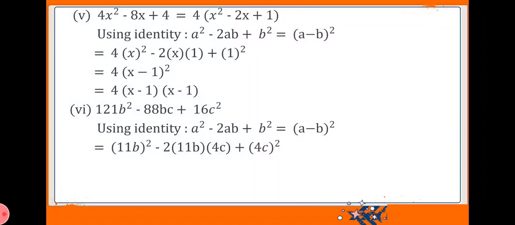Now for the middle term we take 2 into the first term into the last term, that is 2 into 11b into 4c, and this is the perfect square of 11b minus 4c whole square, that is equal to 11b minus 4c into 11b minus 4c.